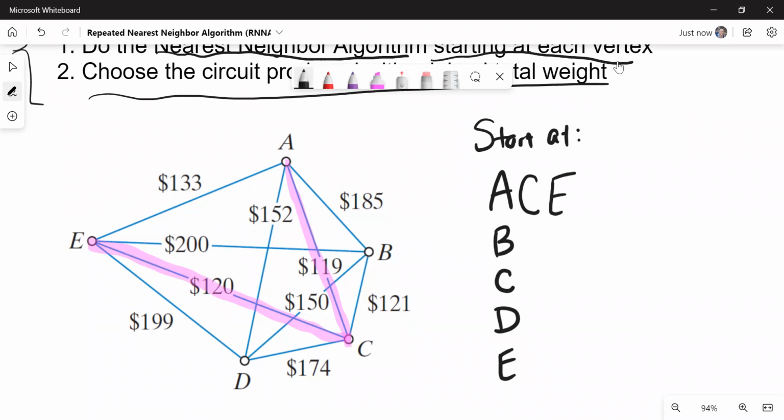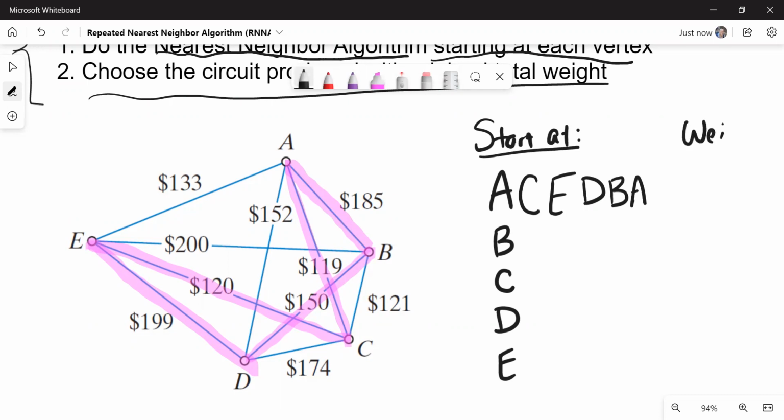Now I only have 2 more cities to go to, either B or D. Of those 2, D seems to be the cheaper at $199, all right? And then since I visited every city but one, I have no choice but to go to B next, and that's going to be $150. Now that I've visited every city, remember it is a circuit, so you have to start and end at the same place. I must go back to A where I started, which is actually $185.